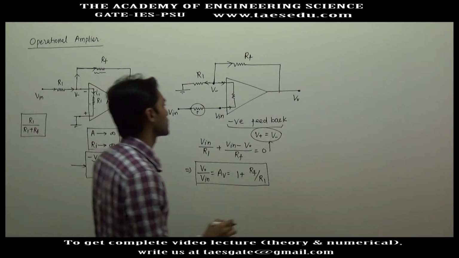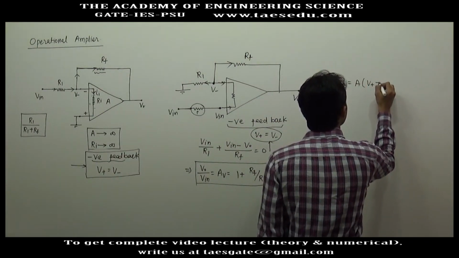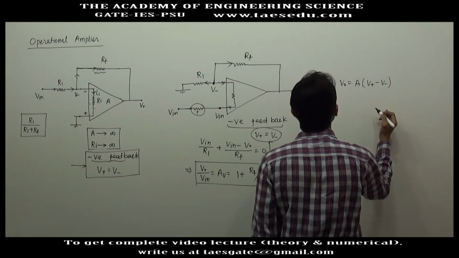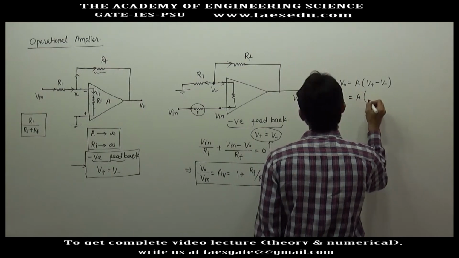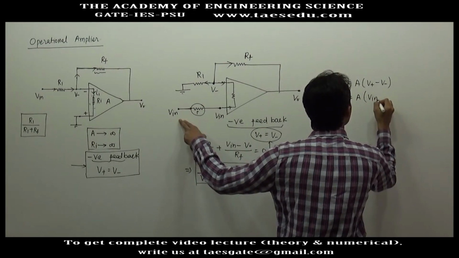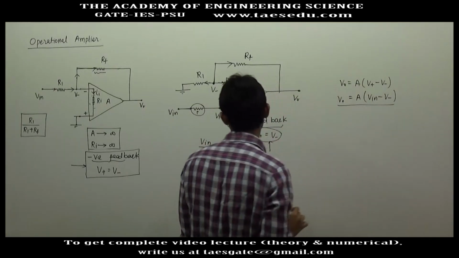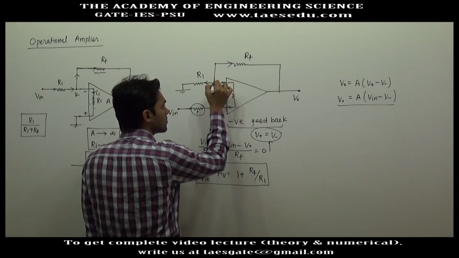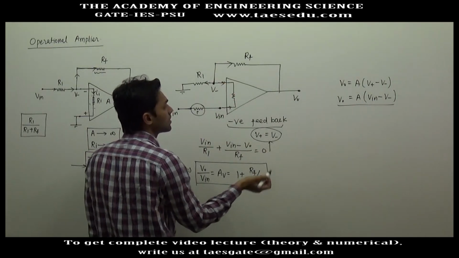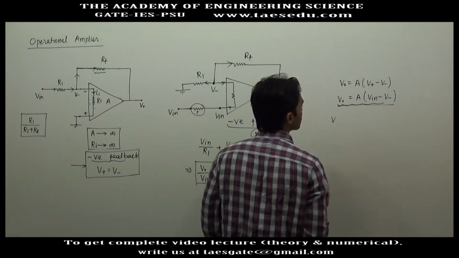So you will write the expression for output voltage as A into (V plus minus V minus). V naught will be A into (V input minus V minus). This is one equation. And applying nodal analysis at this terminal, you will get a second equation, and in the second equation you will put V naught as this.